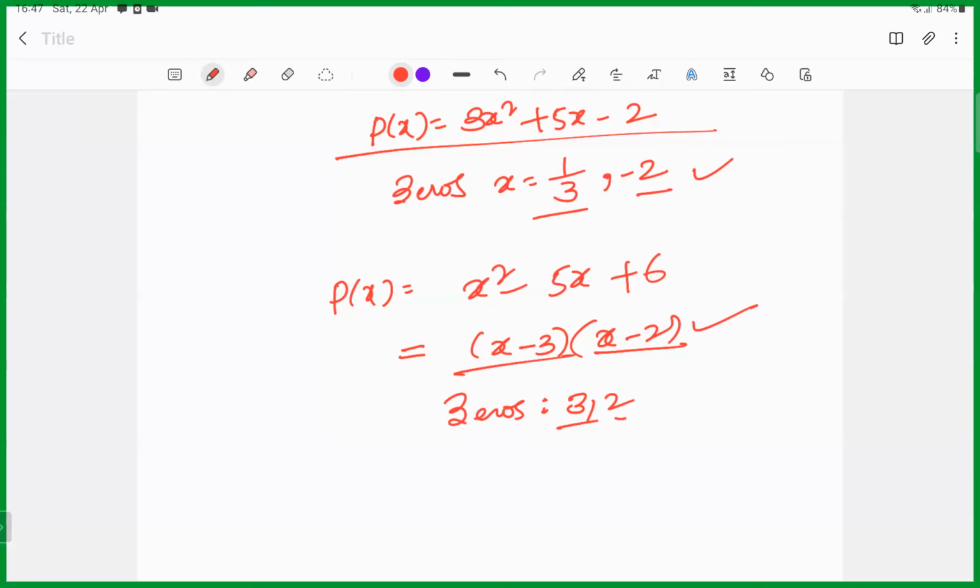Can you substitute minus 2? What's the value? Minus 2 here. 3 into?